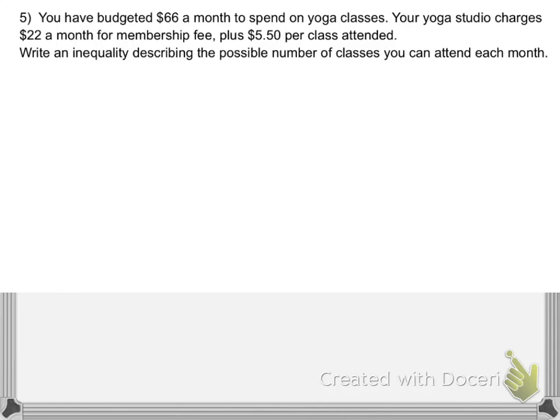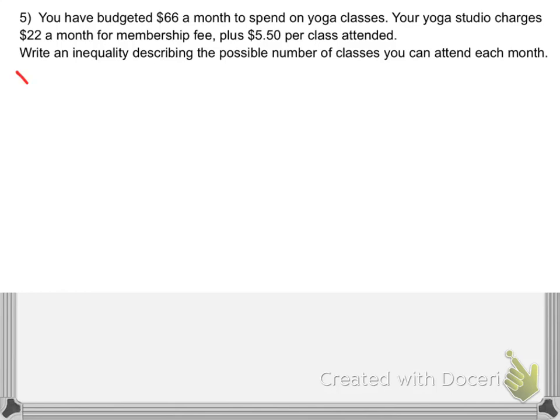Number 5, you have budgeted $66 a month to spend on yoga classes. Your yoga studio charges $22 a month for membership, plus $5.50 per class attended. Write an inequality describing the possible number of classes you can attend each month.